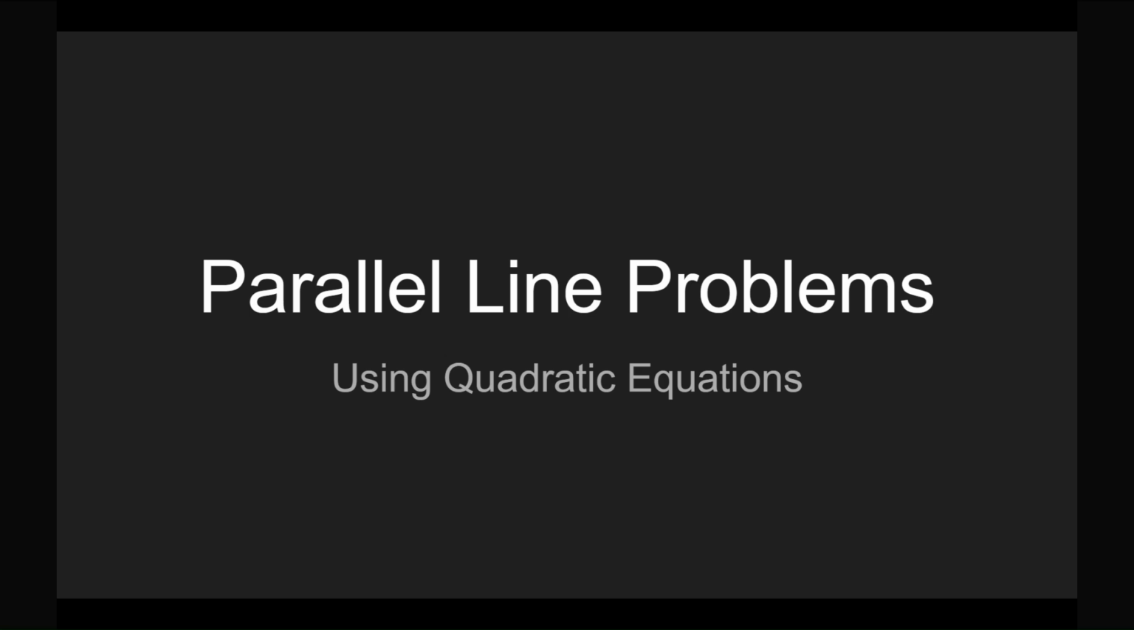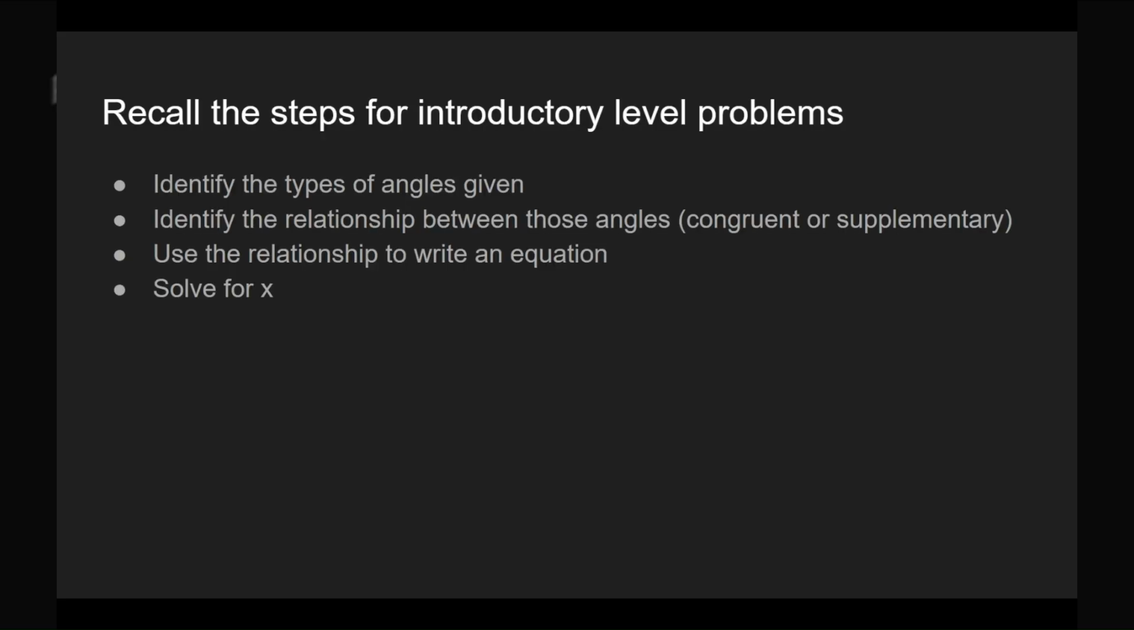All right, so we're going to talk about parallel line problems using quadratic equations today. So once again, the steps for the introductory level parallel line problems: you've got to identify the types of angles that you're given, identify the relationship between those angles, whether they're congruent or supplementary, use that relationship to write an equation, and solve for x.